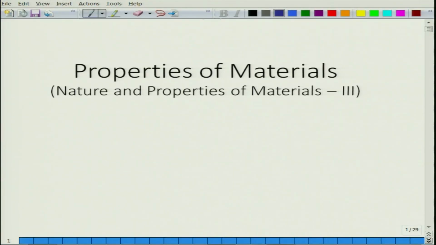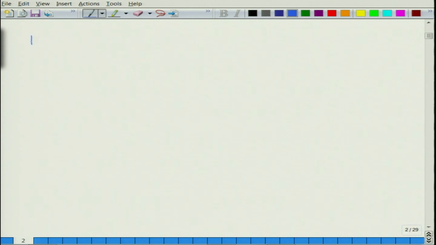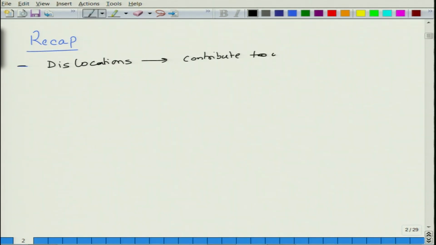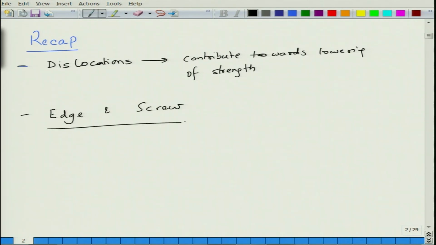So, let us just briefly recap what we did in the last lecture. In the last lecture we basically introduced the topic of dislocations. We mentioned that dislocations are the ones which contribute towards lowering of strength, okay. And then we briefly started looking at dislocations. Dislocations are of two types, edge and screw dislocations, and we were looking at their characteristics.